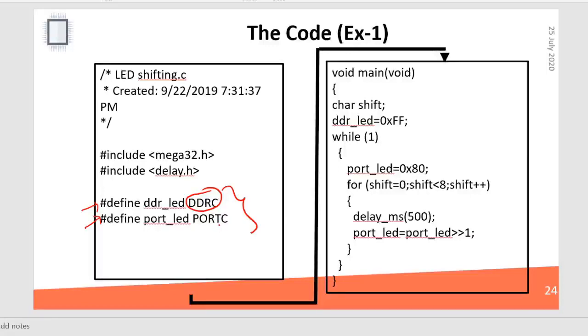For example, if you are using port A for a keypad, then you can write #define DDR_keypad DDRA, and then for giving output you can write #define PORT_keypad PORTA. So instead of writing PORTC, you can write just PORT_LED. You can see that reflection here: instead of writing PORTC, I am writing PORT_LED. You can give any name to it. Instead of DDRC, I am writing DDR_LED, or instead of PORTC, I am writing just PORT_LED.